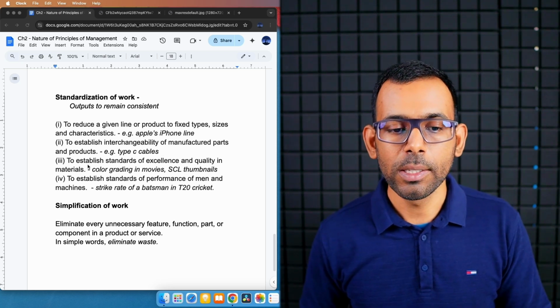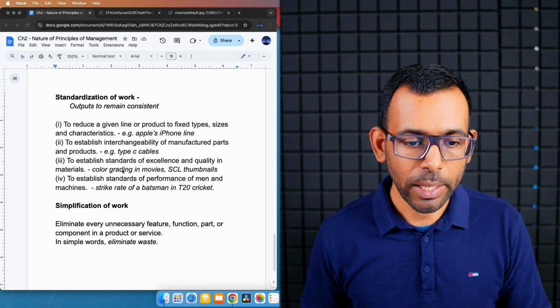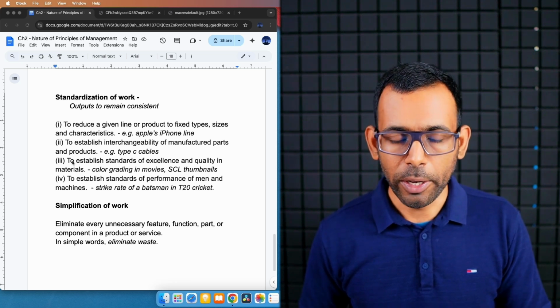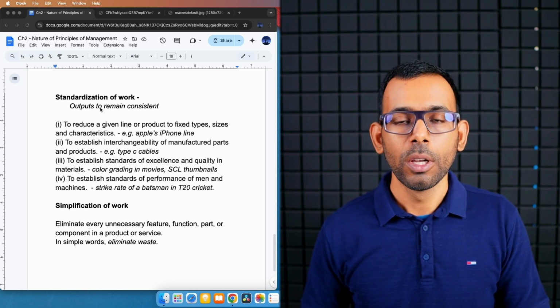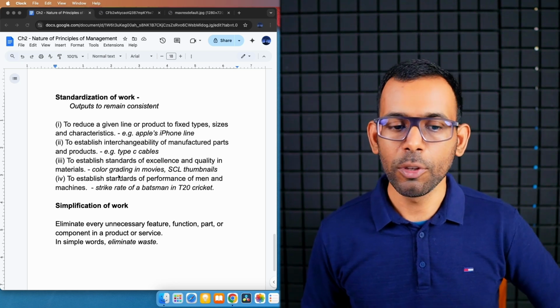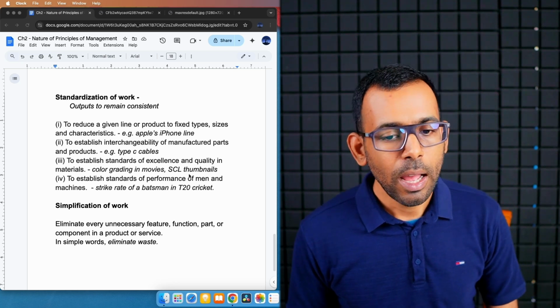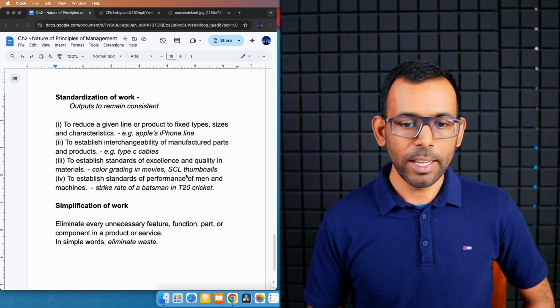The third point is to establish standards of excellence and quality in materials. Now this is the closest point to what I said at the beginning of this lecture, which is that outputs should remain consistent, so it should not give you a jarring effect. I'll give you some examples: color grading in movies, and you can also see the channel thumbnails of this very same channel.